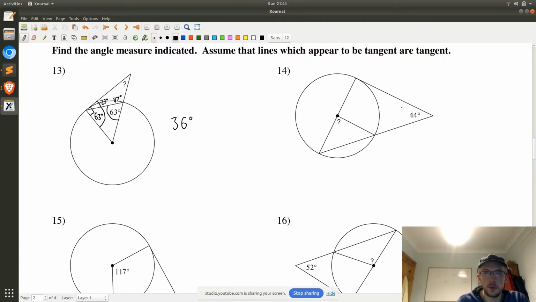Next up, we've got a 90-degree angle there. And down in the corner, complementing this 44 degrees, will be 46 degrees. These are isosceles. So that's 46 degrees. And finally, 46 degrees doubled is 92. Take that from 180, and we get 88 degrees.